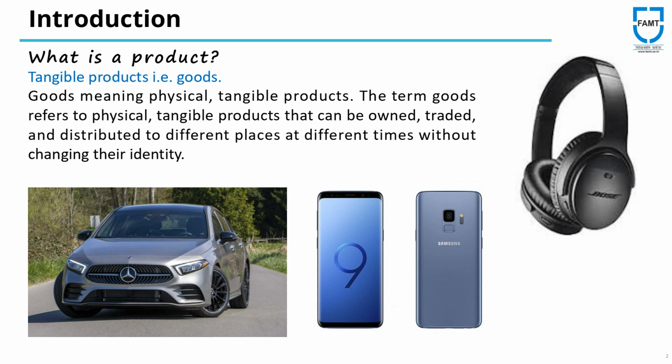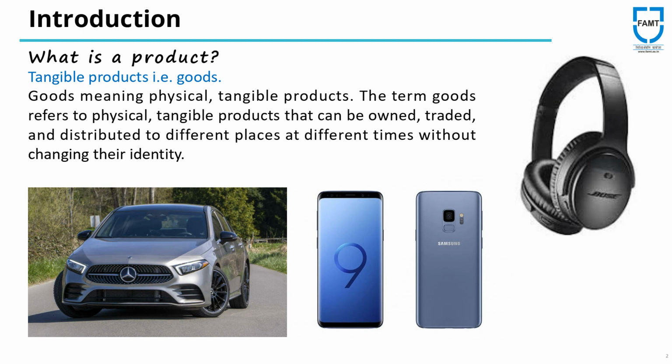Now to start understanding about product life cycle, first let us try to understand what is a product. Now you can see a product is something which is tangible, which can be physically felt, which can be transferred, which can be owned, which can be traded and distributed to different places at different times without changing their identity.